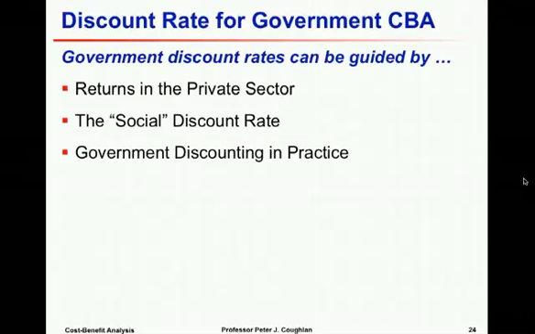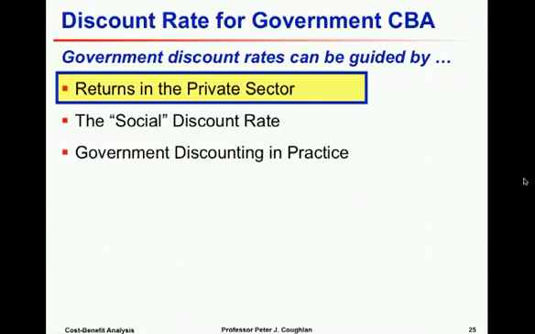There's also the social discount rate. We'll talk about what we mean by that. And then I'll talk about how, generally, you don't have to make much of a choice because it's given to you by policy. And we'll talk about what the government discounting is in practice. So first, in terms of government discount rates being given by the returns in the private sector.